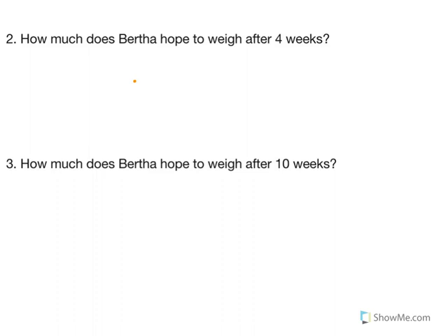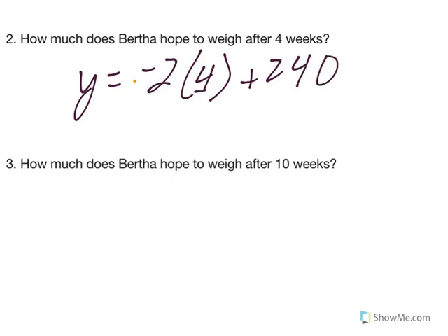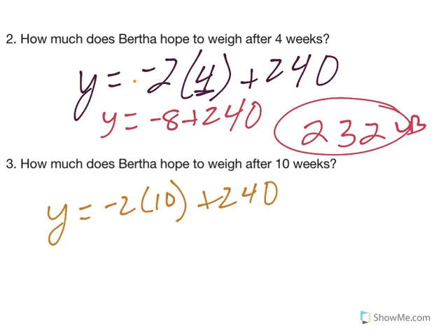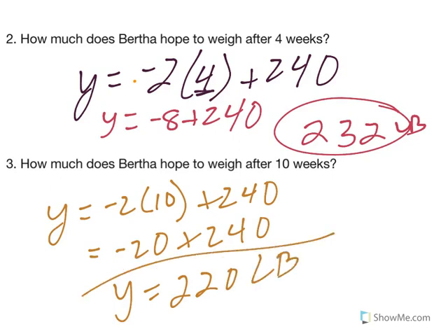So in question 2, week 4. Well, week 4 means I would put 4 in for x, because x represents the number of weeks. So y equals -8 plus 240. So after 4 weeks, Bertha will be down to 232 pounds. After 10 weeks, well, -2, now we're plugging in a 10 for x. So I get -20 plus 240, or 220 pounds. So after 10 weeks, she'll be down to 220.